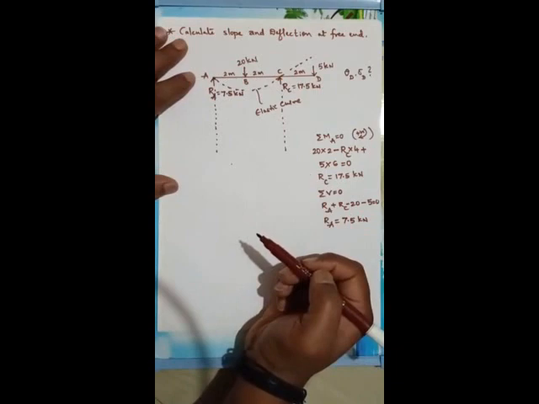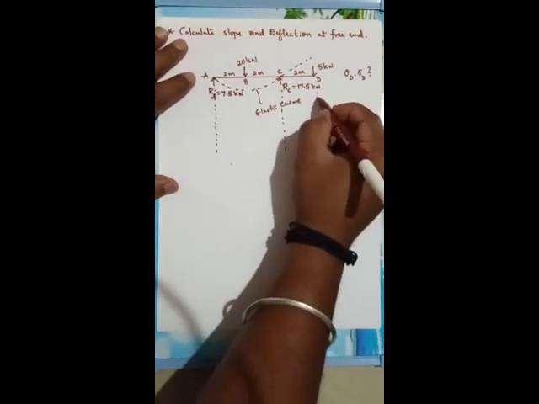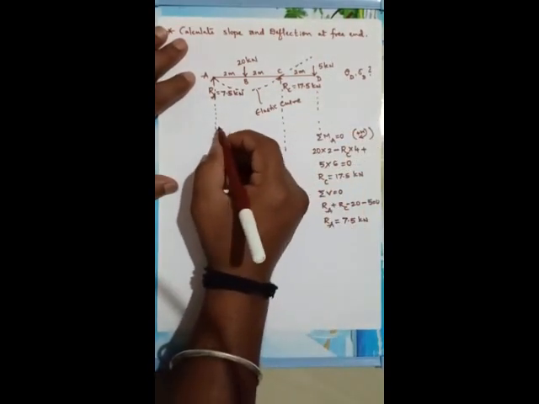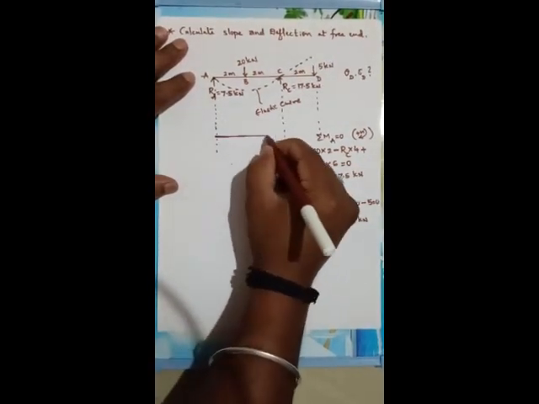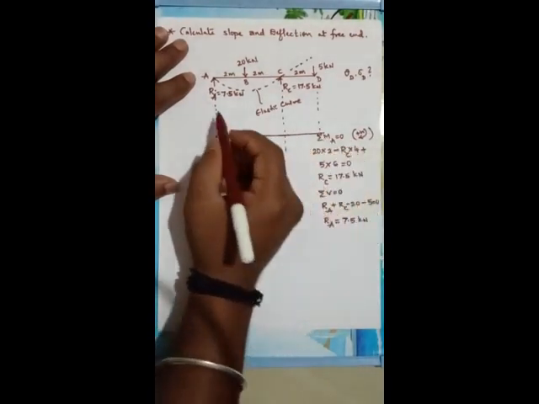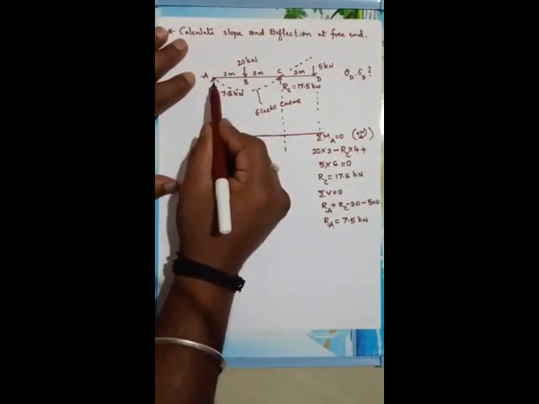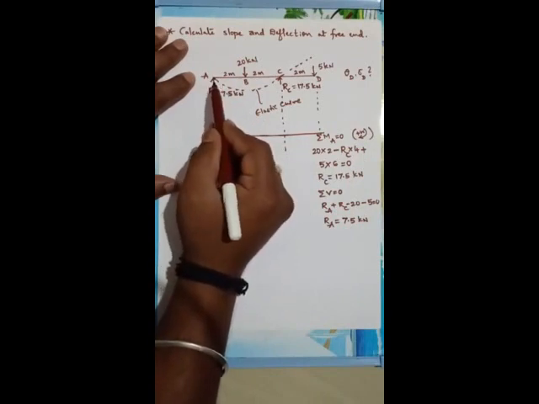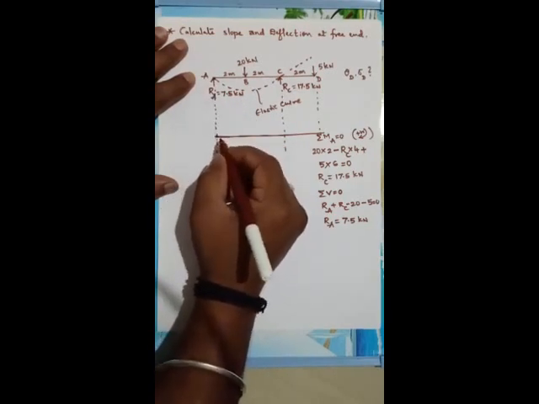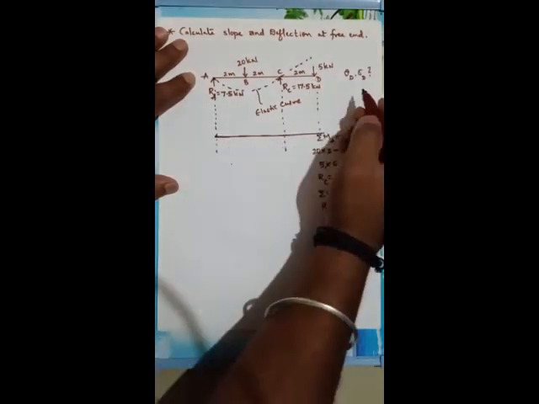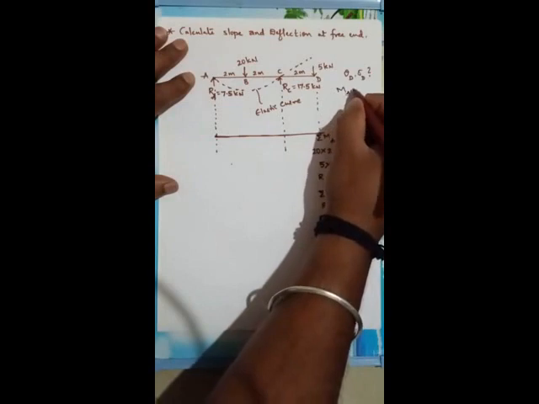Now we need to draw the bending moment diagram. If I draw it, this is a reference line. Moment at A is 0, since it is a simple support at the end. If a simple support, roller support or hinge support is at the end, that is an end support, then the moment about that particular support will be 0. Similarly, moment at D is 0. Moment at A is 0 and moment at D is 0.